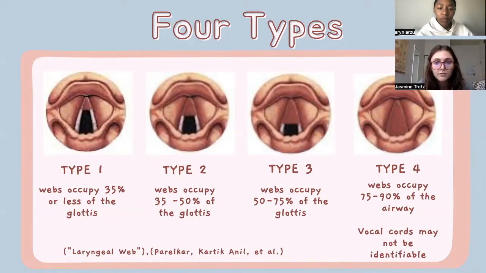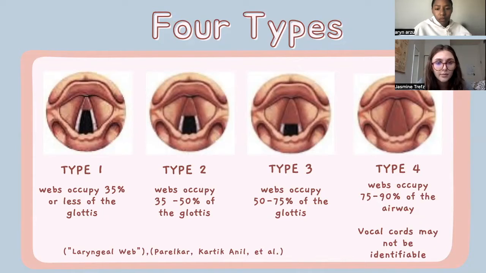Moving on to a type 2 laryngeal web. This involves 35 to 50% of the glottis, where there may be subglottic extension from subglottic stenosis. This is considered a profound narrowing of the airway below the vocal folds, affecting resonatory properties. This type may cause mild airway symptoms and a weak cry for infants.